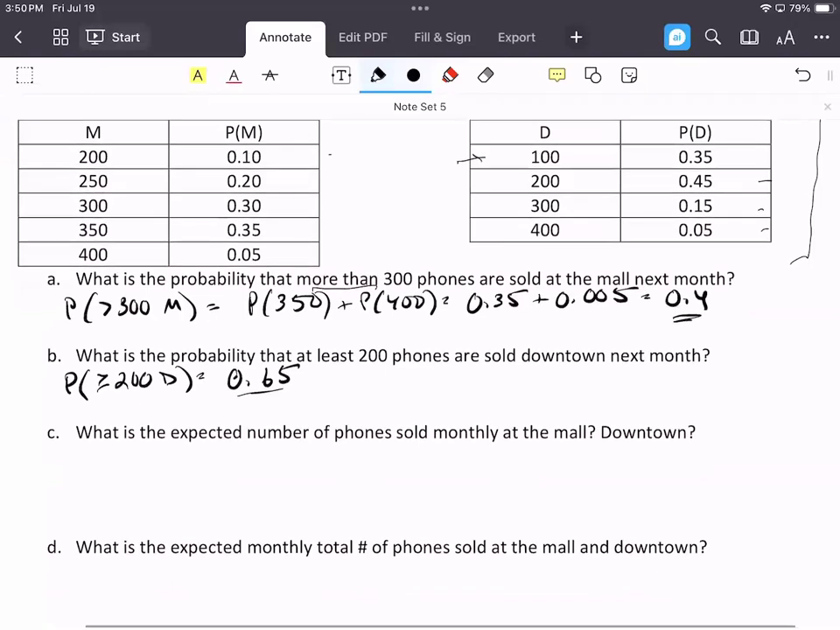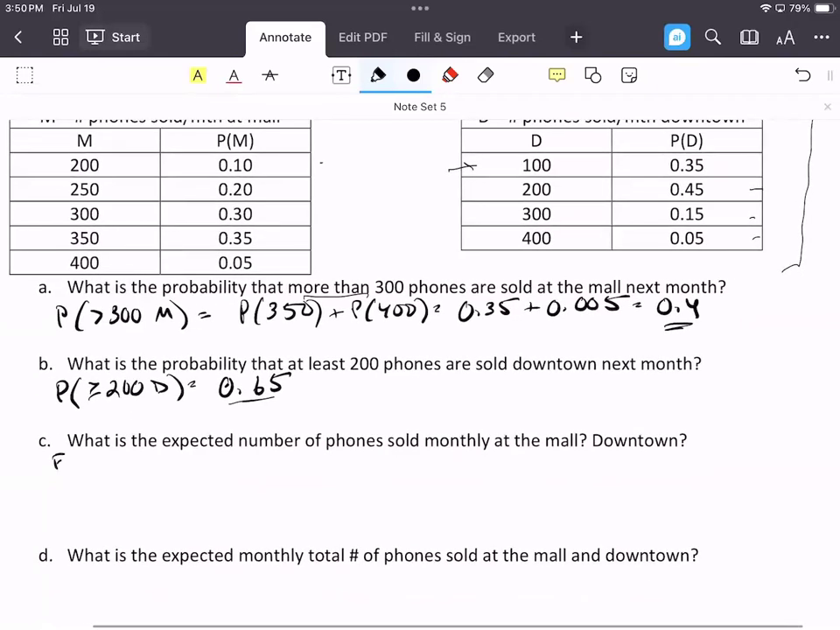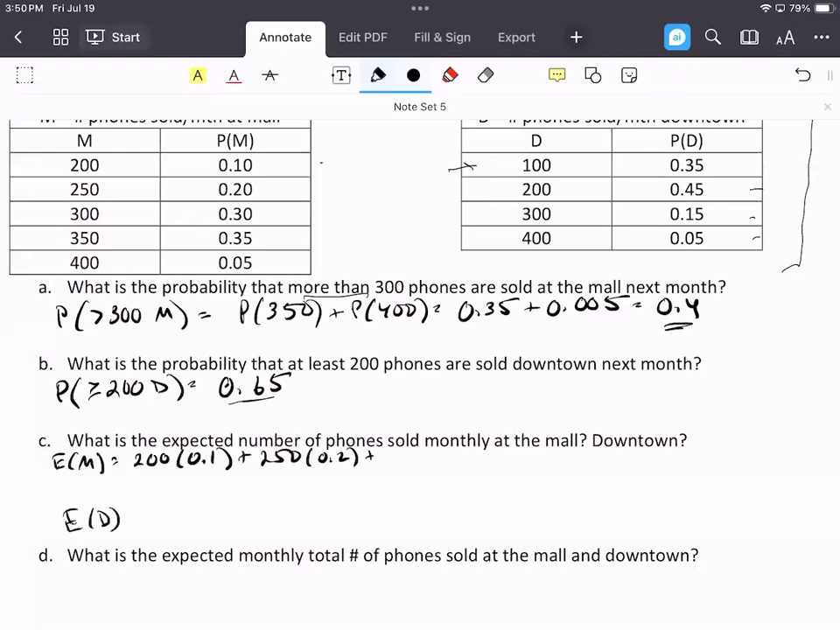What's the expected number of phones sold monthly at the mall and downtown? Remember, we want that expected, that long run average of phones sold. So what we're going to have to do is take each amount per month multiplied by its probability, and then add all those together. Why don't you take a moment, pause, write out the rest of this, and do the expected value of downtown also, and then come back.